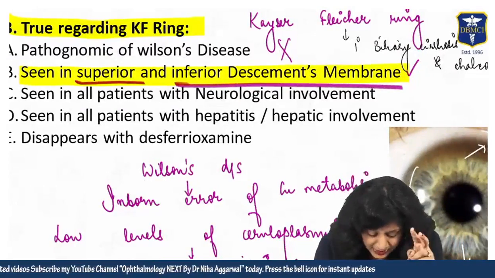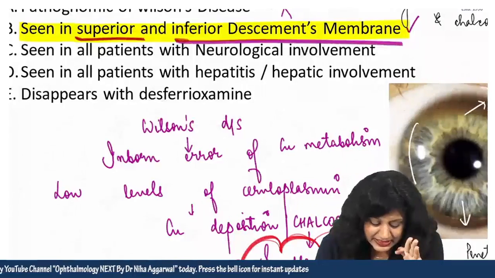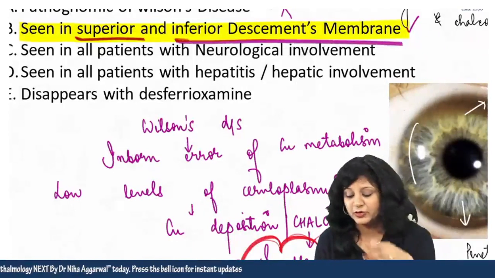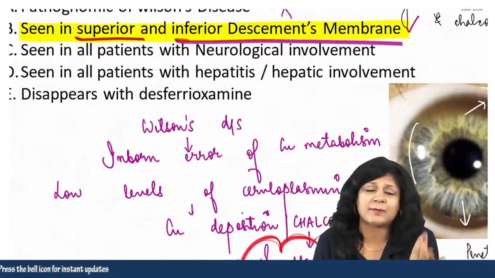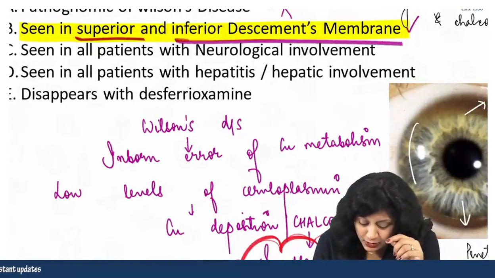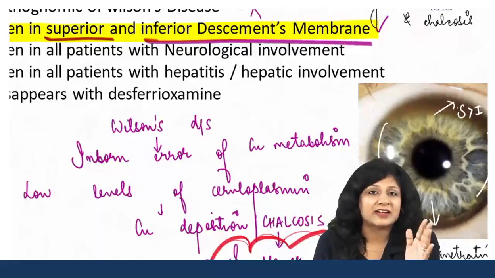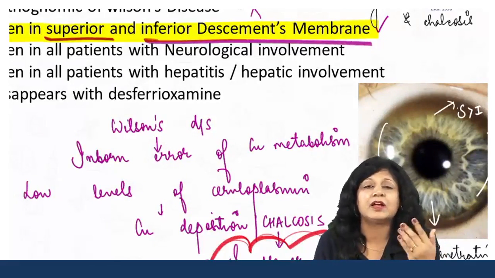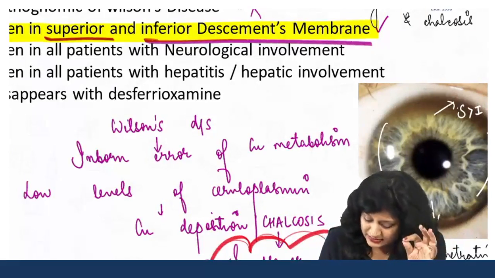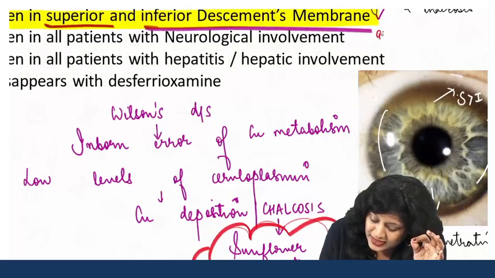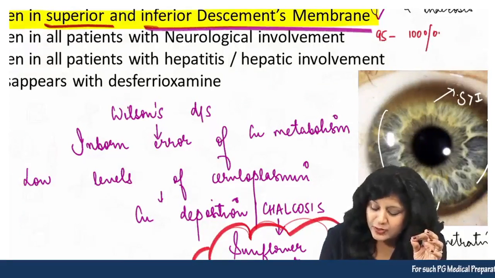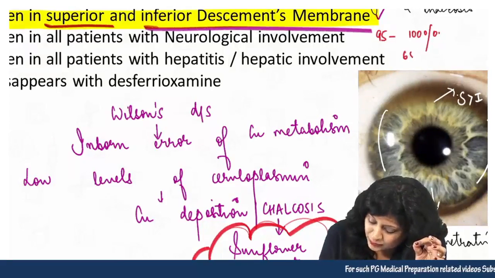Now see options C and D. It is seen in all patients with neurological involvement, or it is seen in all patients with hepatic involvement. If you go by the standard textbook, data always vary with different books, but you can say near about the range. In neurological involvement it is 95 to 100%, while with hepatic involvement it is about 65%.